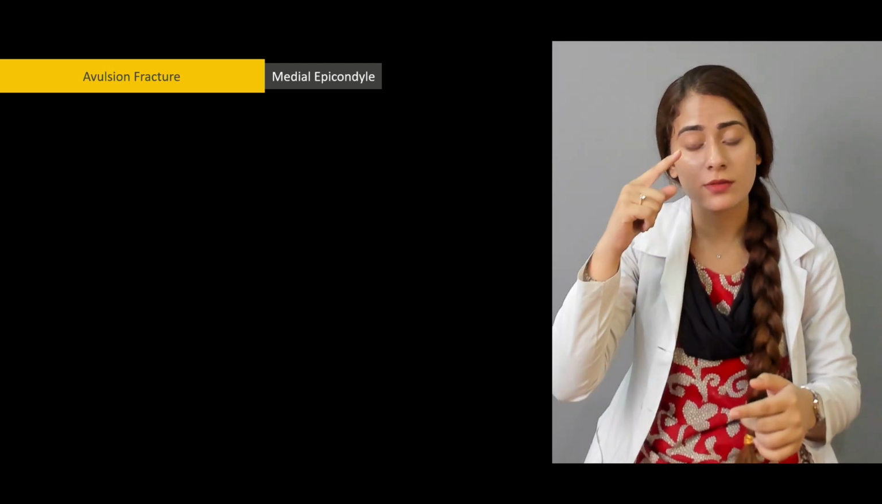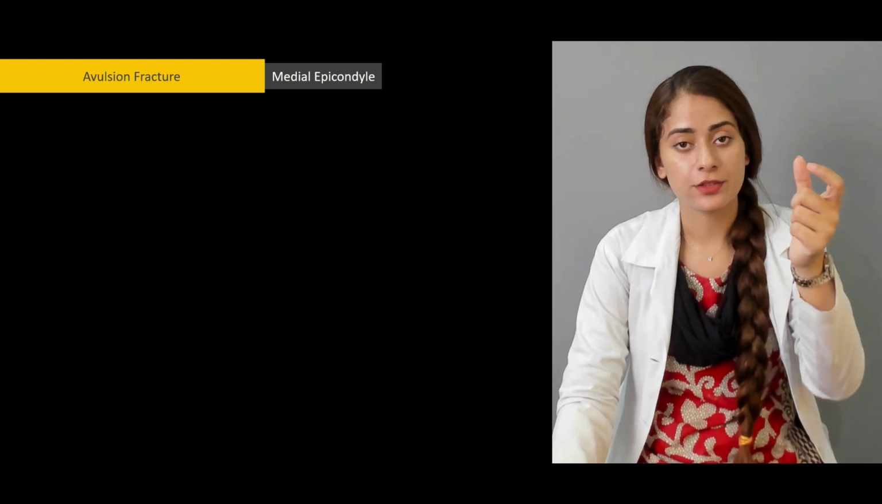Now we have avulsion fractures. We discussed avulsion fractures before as well. What happens in avulsion fractures is that the bone fragment is fractured, and because of the pull of the muscle and tendon, it is moved away from the fracture site. Here we're going to discuss avulsion fractures in the context of the medial epicondyle. I will repeat again, this is very important to remember: the medial epicondyle is an attachment site of all the flexor muscles.